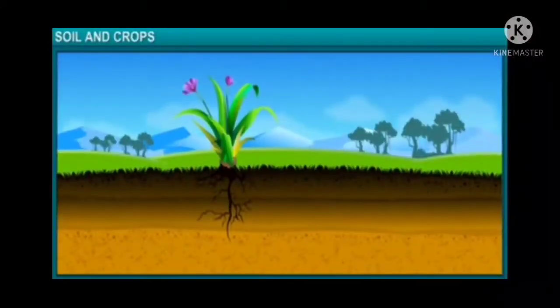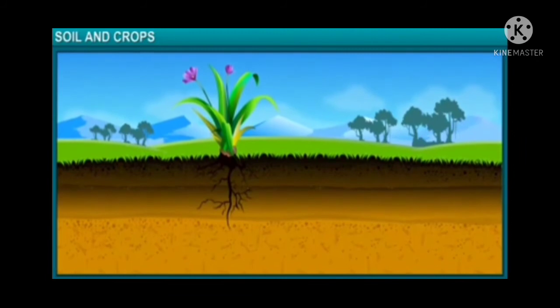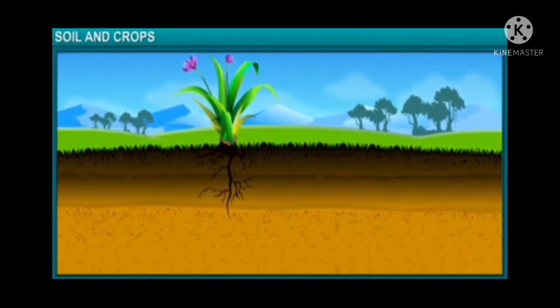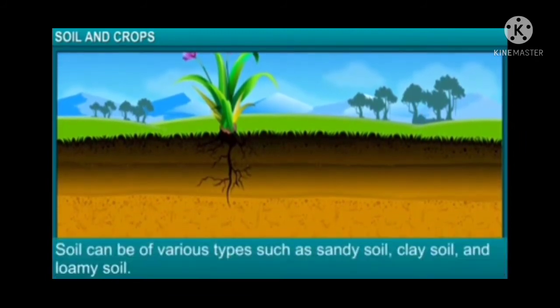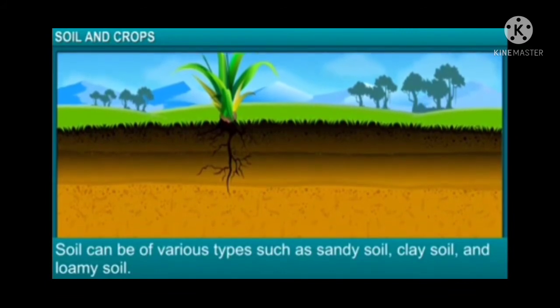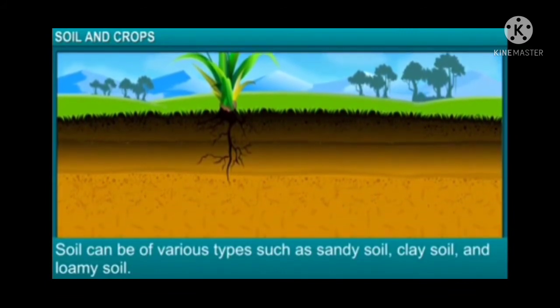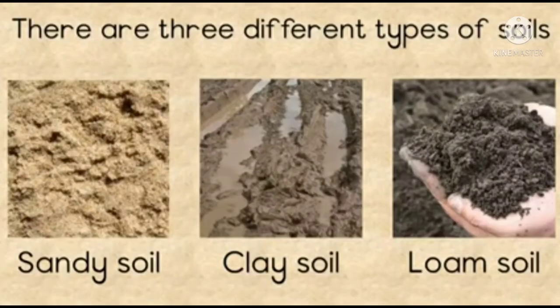Next is types of soil. You know, soil is the mixture of rock particles and humus. There are mainly 3 types of soil: sandy soil, clayey soil and loamy soil. Soil is not similar everywhere. Soil is classified into various types based on the appearance and proportion of particles of various sizes.